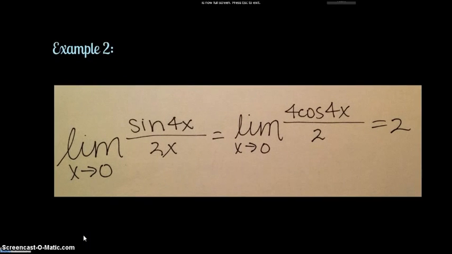Example 2. For a more difficult problem, you can still use L'Hopital's rule. The limit as x approaches 0 of sine of 4x over 2x equals the limit as x approaches 0 of 4 cosine 4x (chain rule) over 2, which comes out to be 4 over 2, which equals 2.